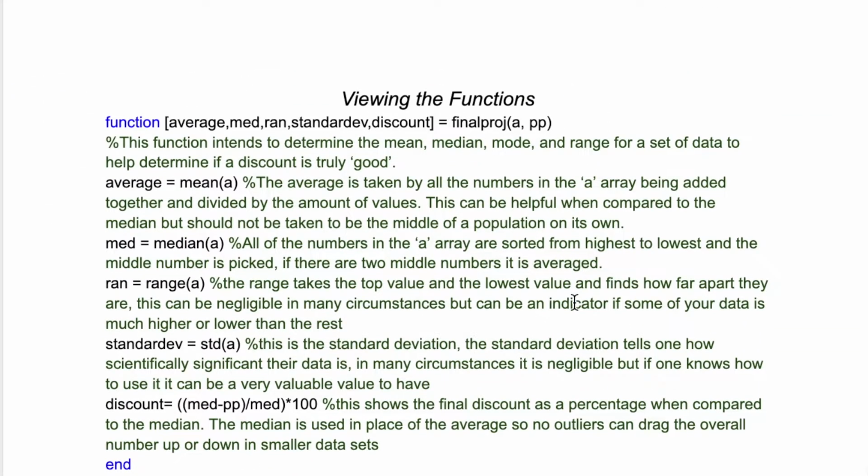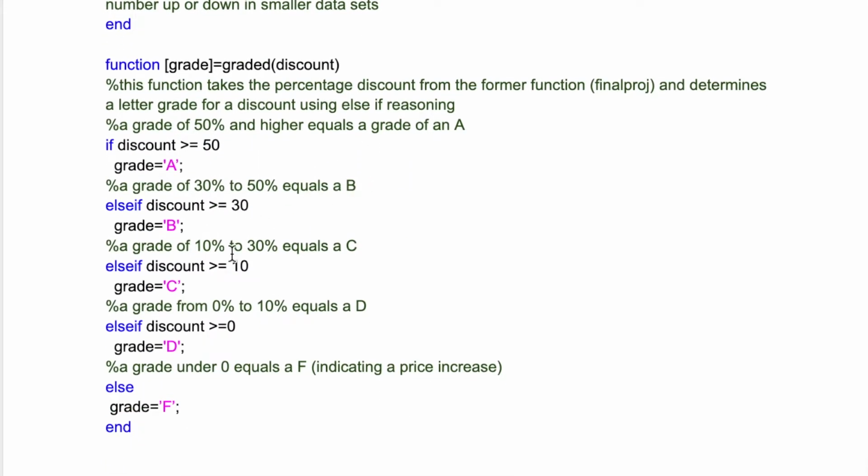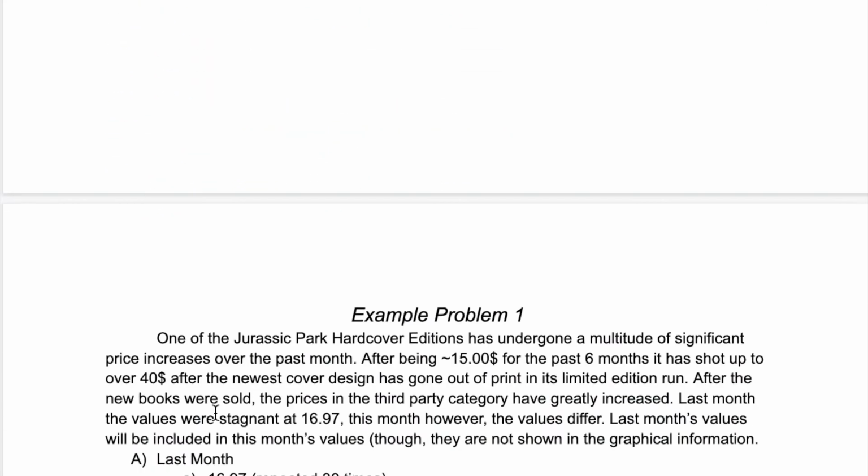Here is viewing the functions. Quickly we'll look at it. It is formatted with the thing that is actually coding for it on the left in black, and on the right in the green is a definition and explanation for anything that might need to be explained. For the graded function, it's much the same, with if, else if, and else statements deciding the outputted grades.